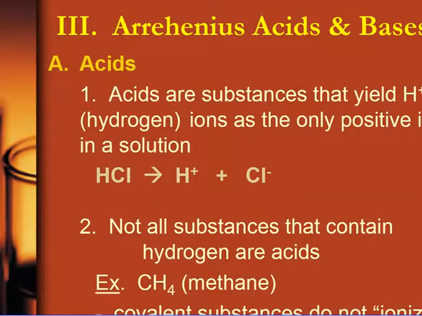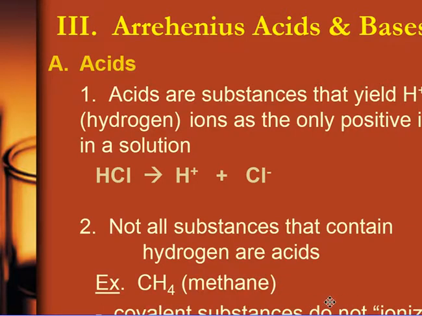So over time, different scientists have tried to classify what an acid or base is. One that we need to know for Regents chemistry is Arrhenius. Arrhenius says that an acid is anything that yields hydrogen ions as the only positive ion in solution. So that means that not everything that has hydrogen, for example CH4 has hydrogen, but it doesn't produce hydrogen ions when I dissolve it in water, because it's covalent, it doesn't ionize.